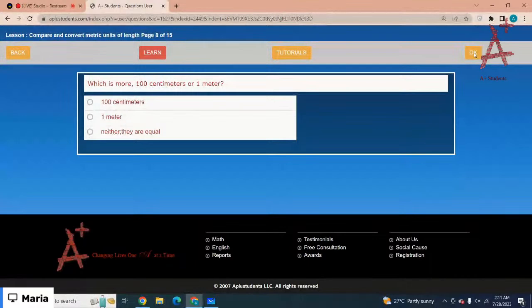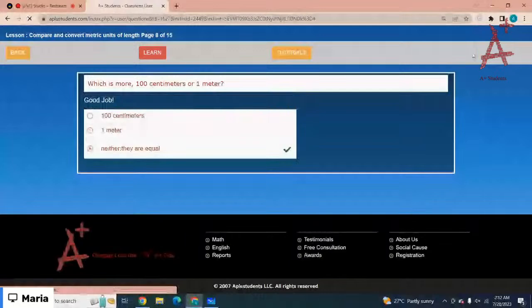Okay, which is more, 100 centimeters or 1 meter? Which is the correct option? The correct option is 1 meter equals 100 centimeters. They both are exactly equal. 1 meter equals 100 centimeters. They are exactly equal.